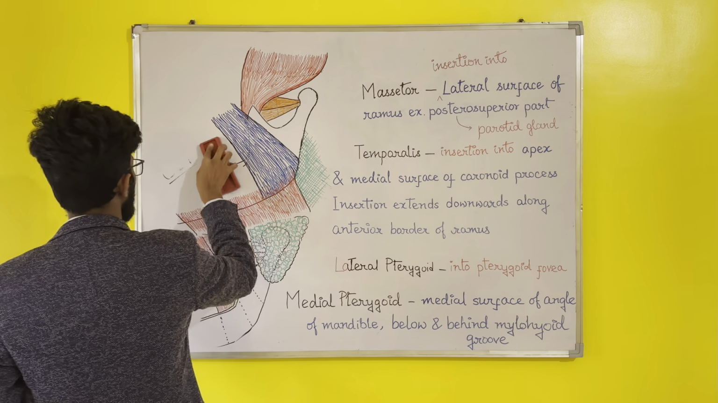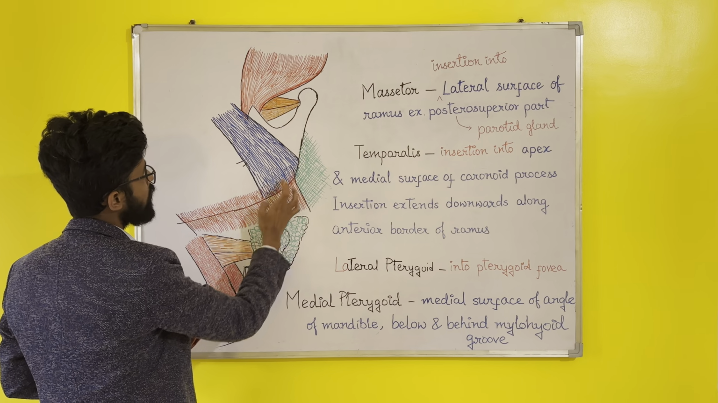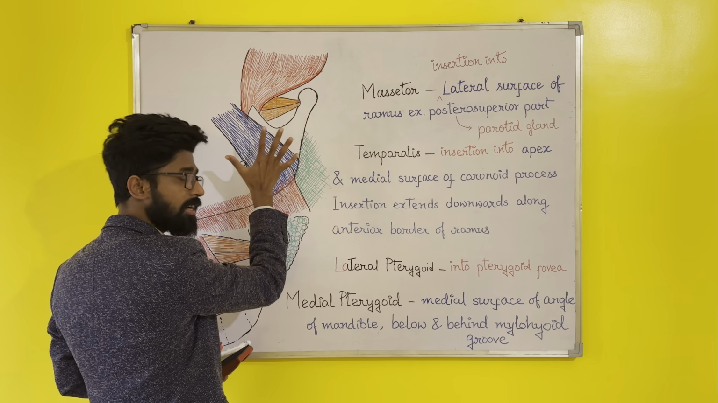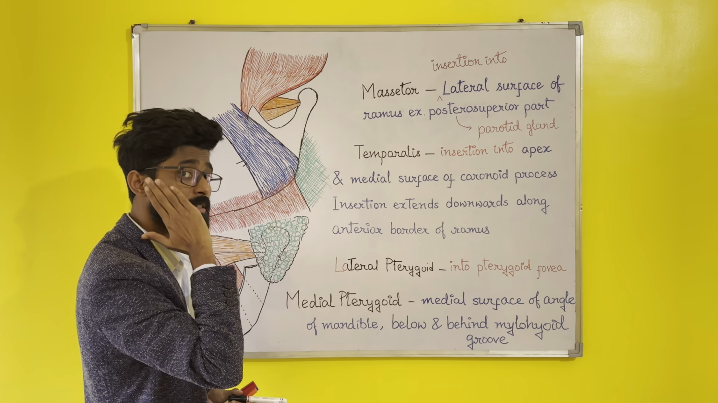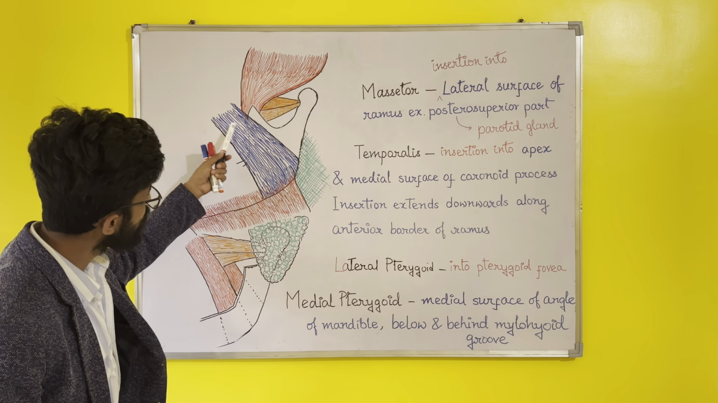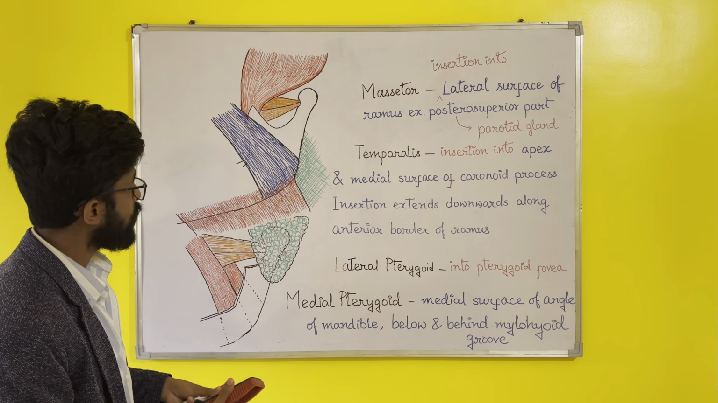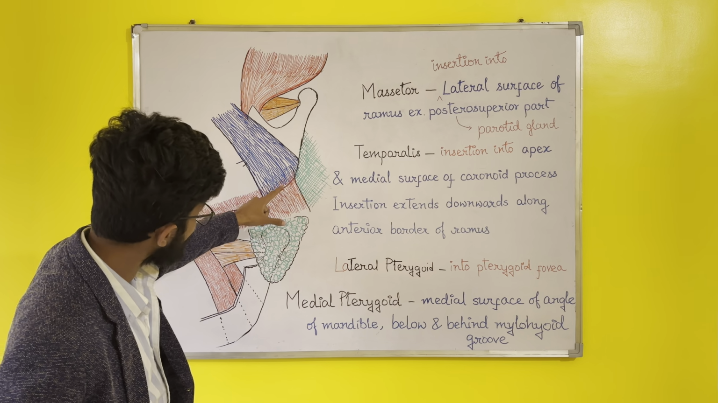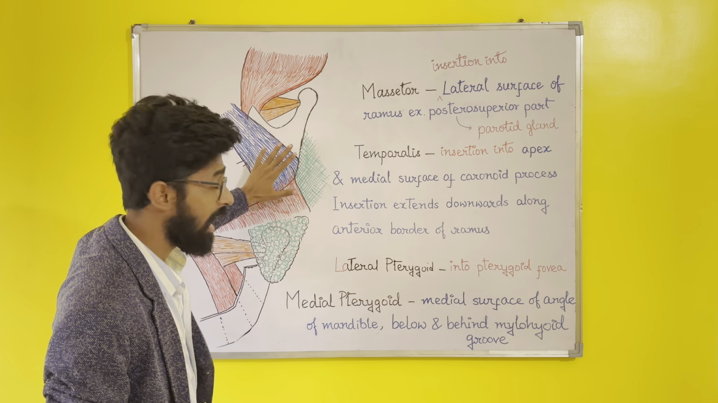Okay, so if you see this diagram, this is the ramus of the mandible, and this is the lateral surface of the ramus of the mandible. Lateral surface means the outer surface, right? This surface, the outer surface. So this blue muscle is the masseter. If we see this diagram, masseter is inserted, not origin. Inserted means it is ending here.